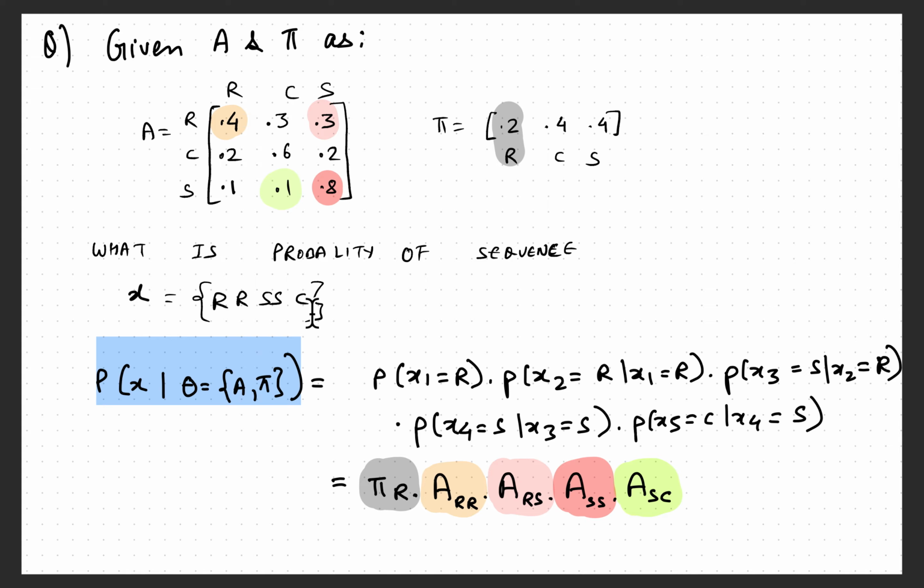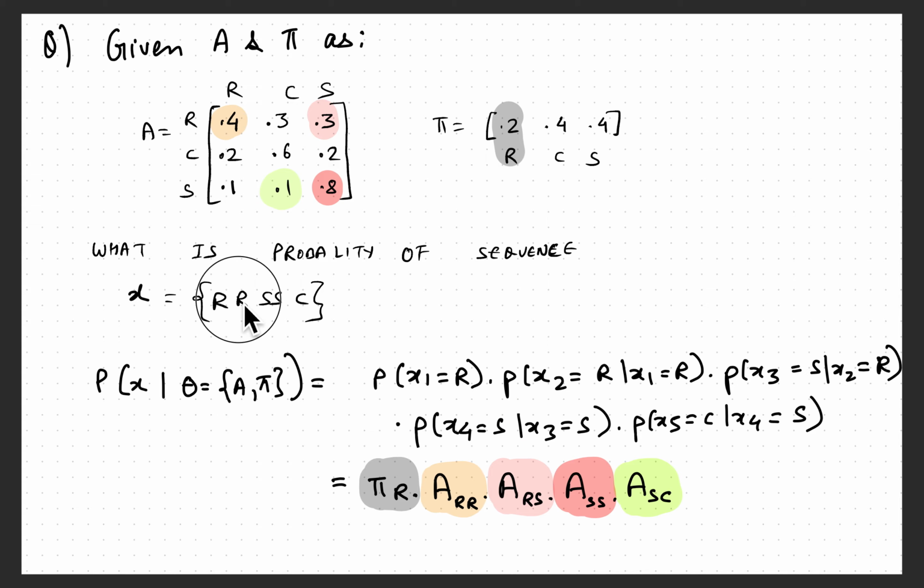So the first term is the probability of x1 equal to r. Where do you get this term from? You'll get this from the prior probability, pi of r, shown in gray, which tells us the probability of the first observation being a rainy day. The second term is the probability of x2 equal to r.